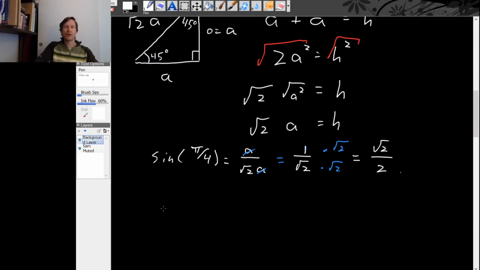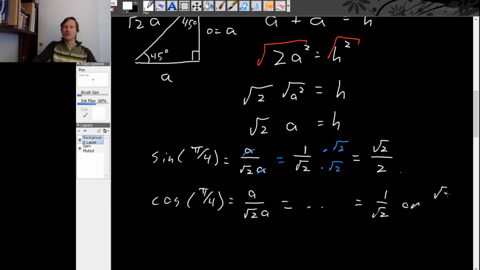Okay, for the cosine of pi over 4, well, because of the symmetry of the triangle, you can tell it's going to be the same thing. But just to write it out, cosine is adjacent, which is a, over the hypotenuse, which is square root of 2 times a. And yeah, that's going to be exactly the same, so we can jump to the end. It's 1 over root 2, or root 2 over 2.